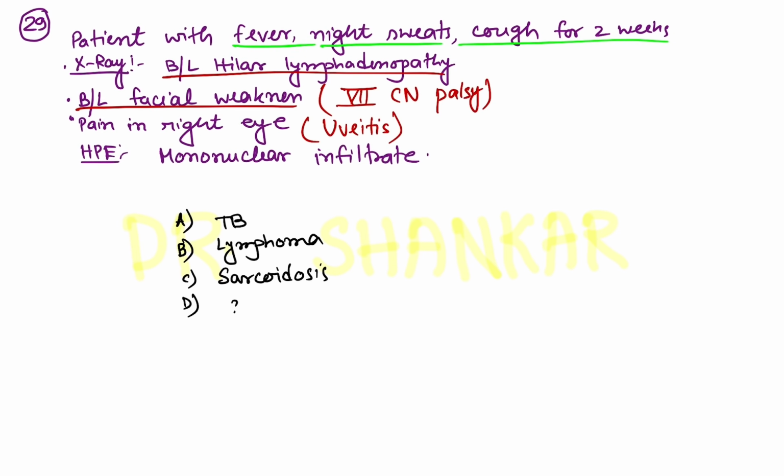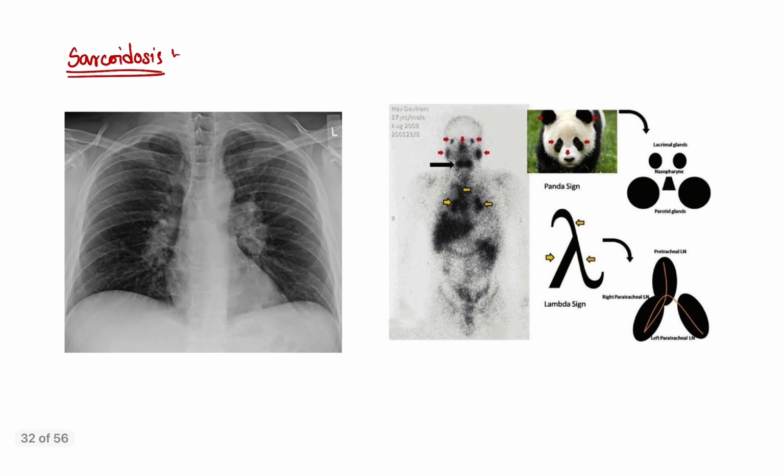Answer is sarcoidosis. So in this case, the answer will be sarcoidosis, because sarcoidosis can present with granulomatous disease like fever, night sweats, cough. X-ray shows bilateral hilar lymphadenopathy. See here, a case of sarcoidosis showing bilateral hilar lymphadenopathy. Also it shows right paratracheal lymph node enlargement, as you can see here in the gallium scan. So this gallium scan shows bilateral hilar lymph node enlargement along with right paratracheal, causing a lambda shaped appearance. So this is also called the lambda sign. See here, lambda sign.